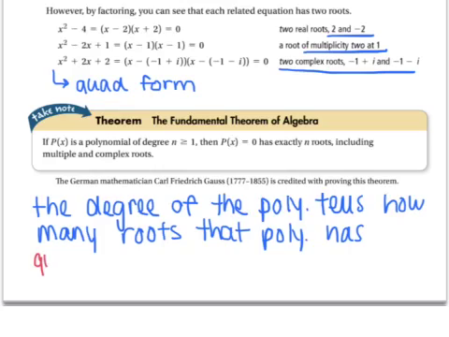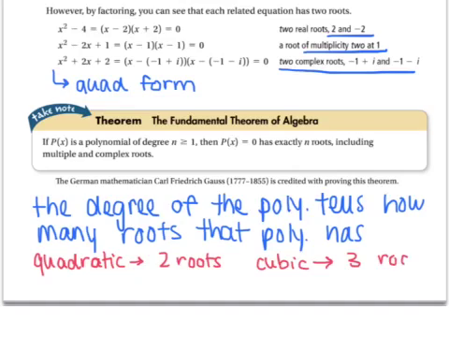So, a quadratic polynomial, it's going to have 2 roots. A cubic polynomial will have 3 roots. A quartic polynomial, 4 roots. And so on and so forth. And we could go on and on.